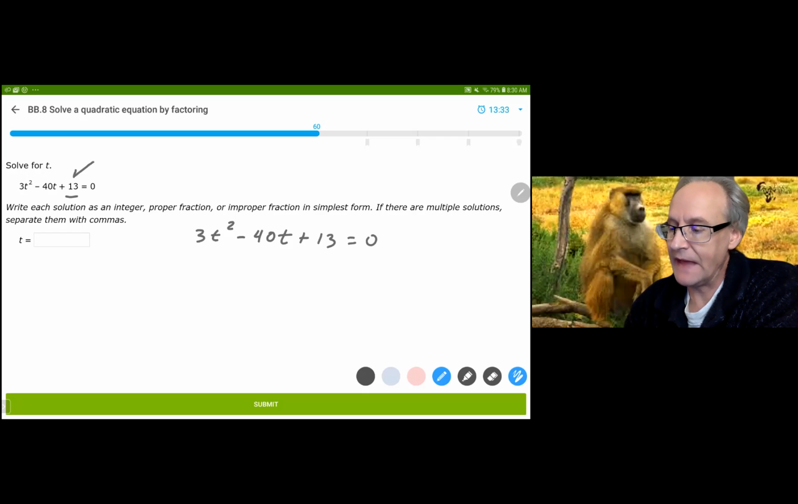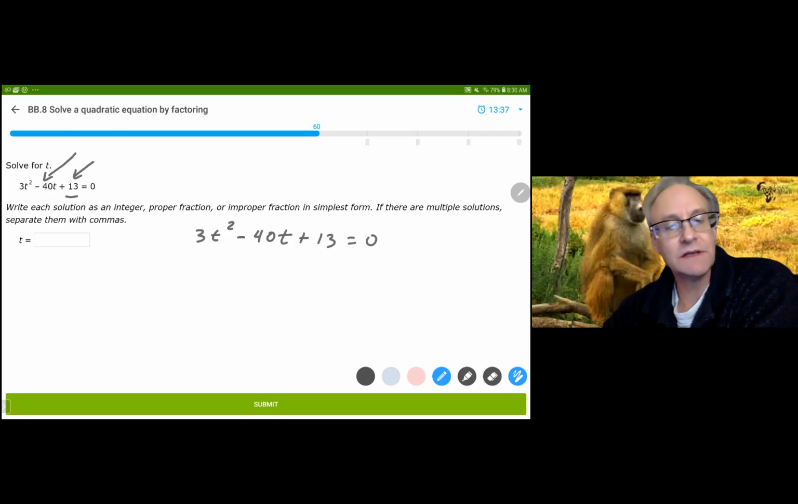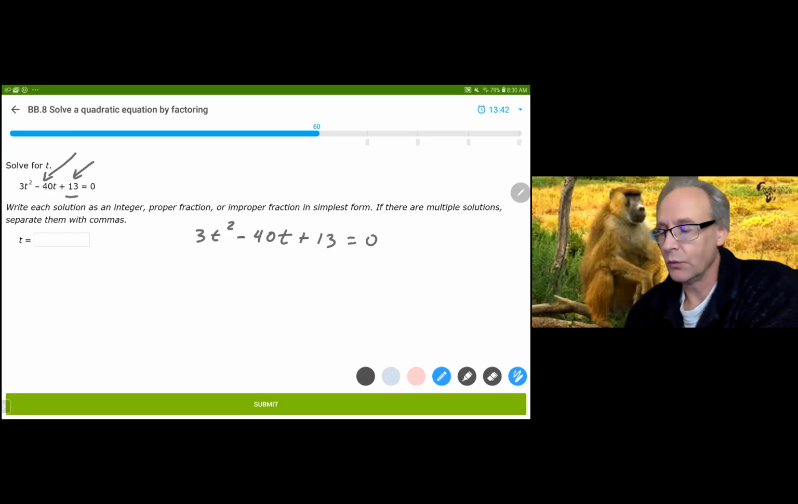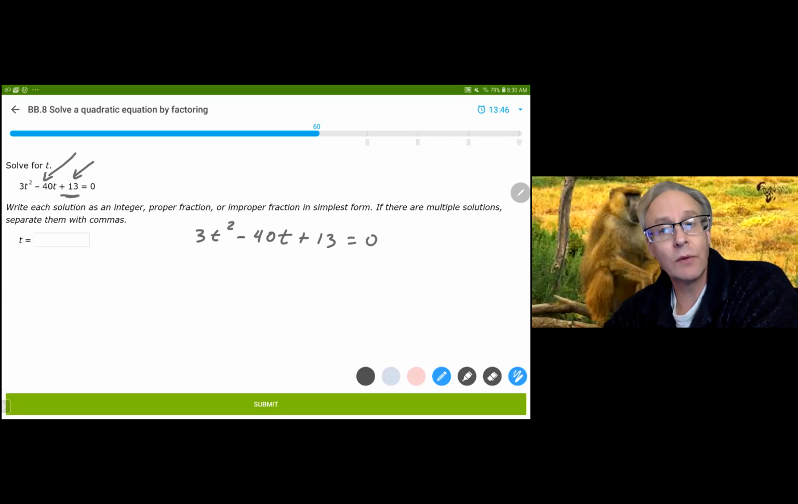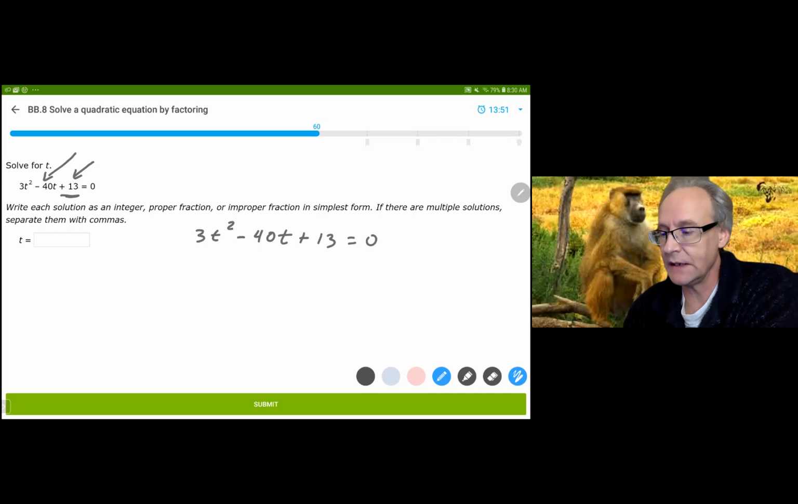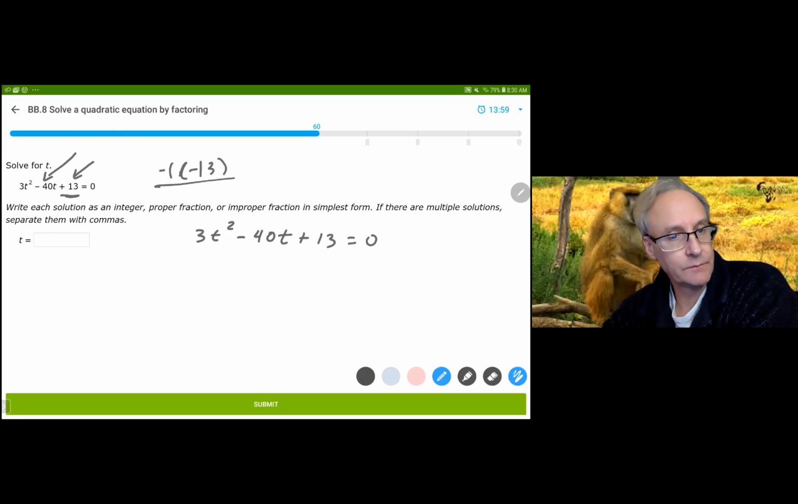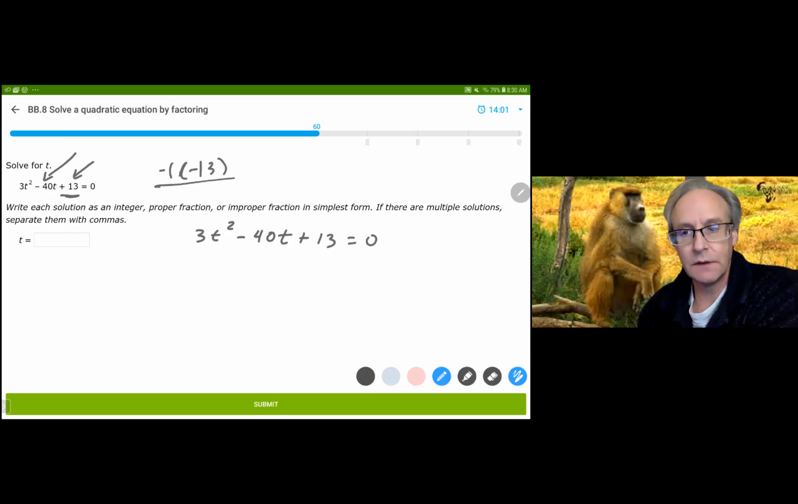Now there's a couple of things that you want to pay attention to. One of them is that the last number is positive and the middle number is negative. That means that both of these are going to be negatives, because when we multiply them together, we have to get a positive 13. So I already know the only way that I can possibly get a positive 13 and a negative in the middle is negative 1 times negative 13. A little practice goes a long way on these. But I'm going to go ahead and just do the factoring kind of slowly here.